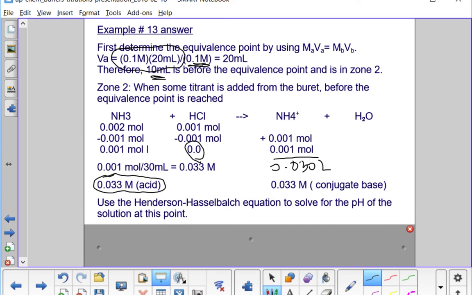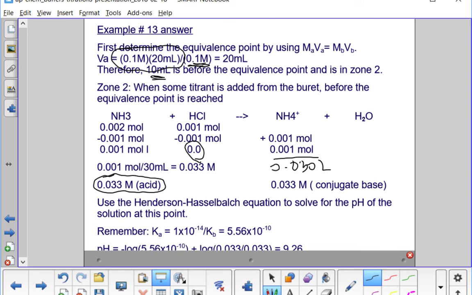We use Henderson-Hasselbalch because we have a buffer situation happening here to find the pH. The pH using Henderson-Hasselbalch is the minus log of the Ka, and we were given the Kb for ammonia. So we need to find the Ka. It's 1 times 10 to the minus 14 over the Kb. We get 5.56 times 10 to the minus 10.